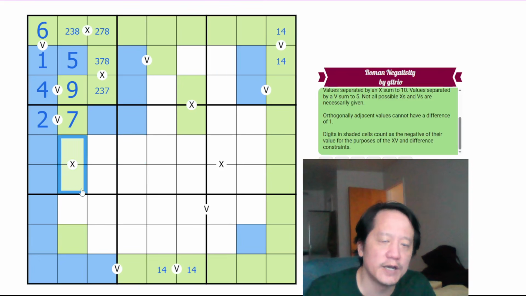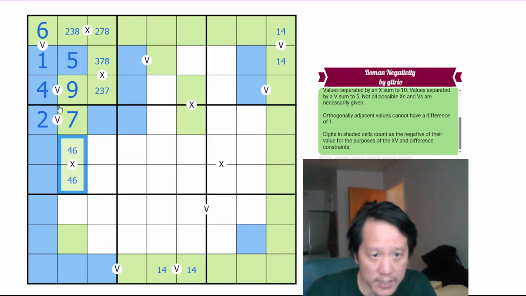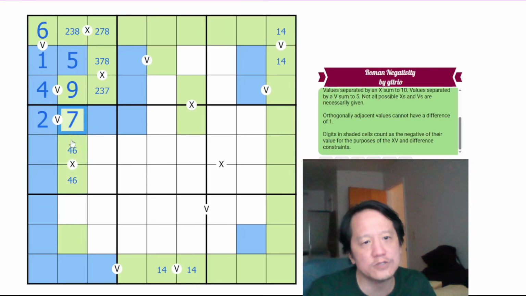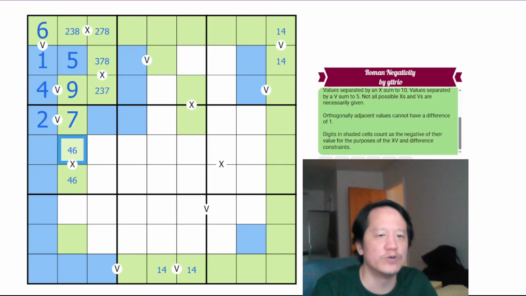This is green adding up to 10. You cannot have 7 or 9 here. So this is 2, 8, or 4, 6. It cannot be 2, 8 because of the 2 in the box. So this is a 4, 6 pair. 6 cannot be orthogonally adjacent to the 7, because that would be a difference of 1. So this is 4, that's 6 there.